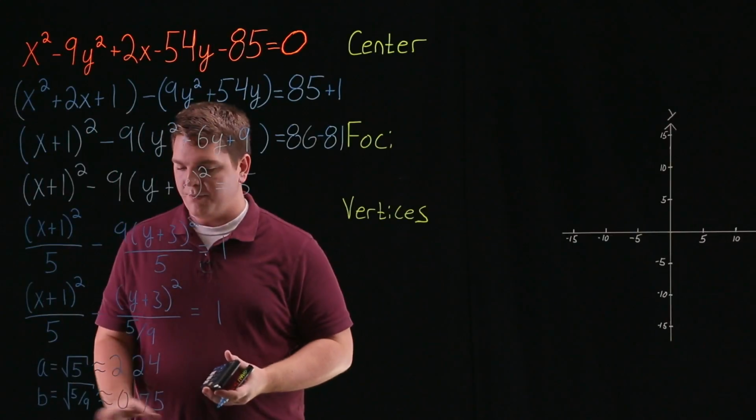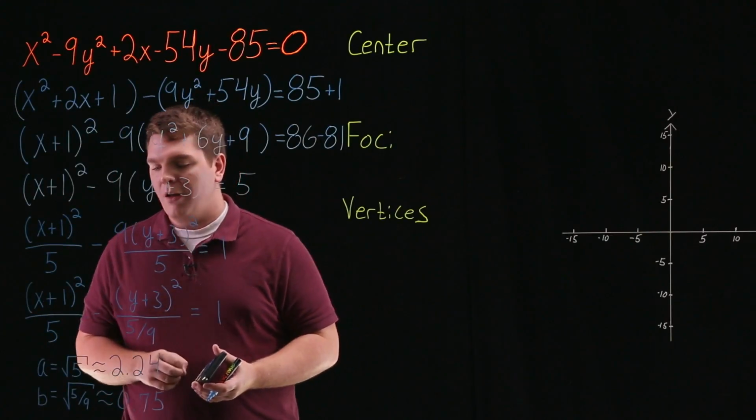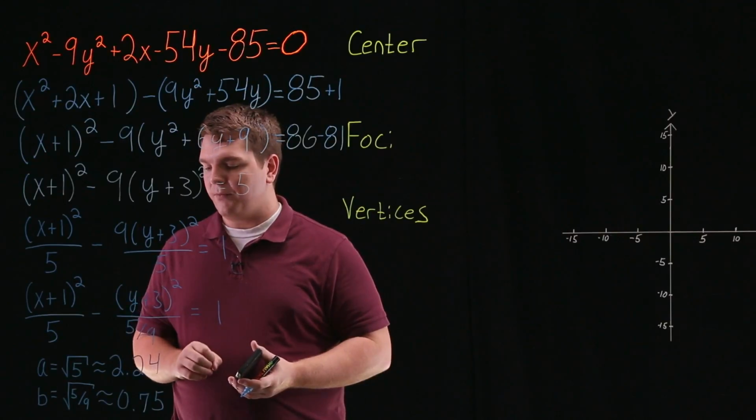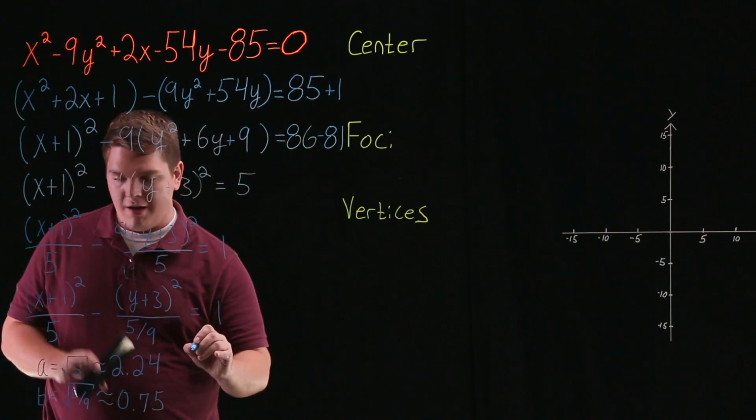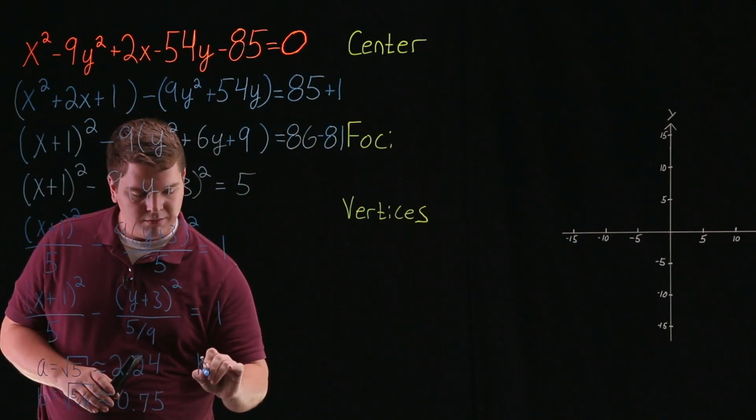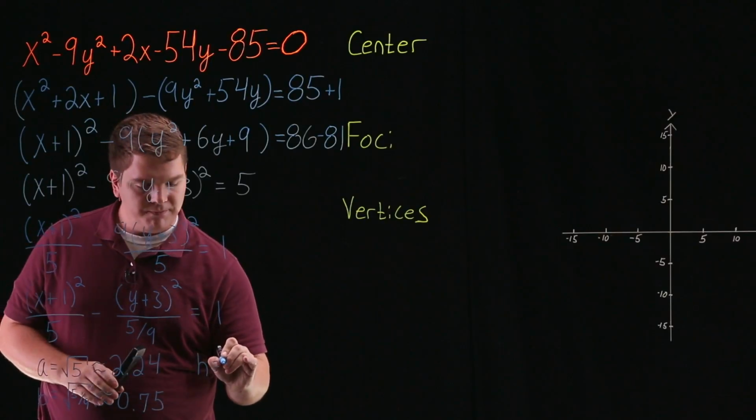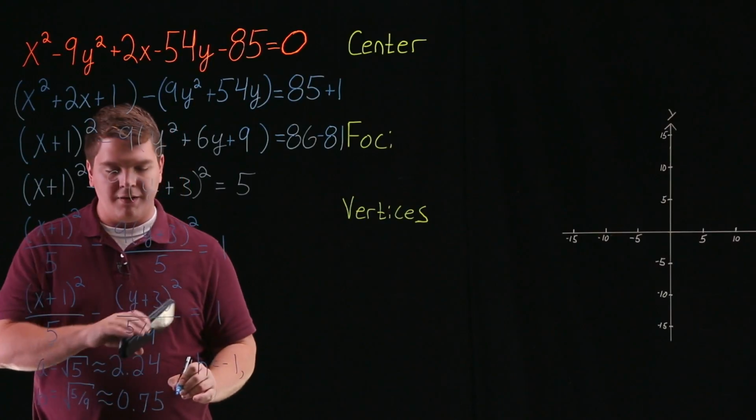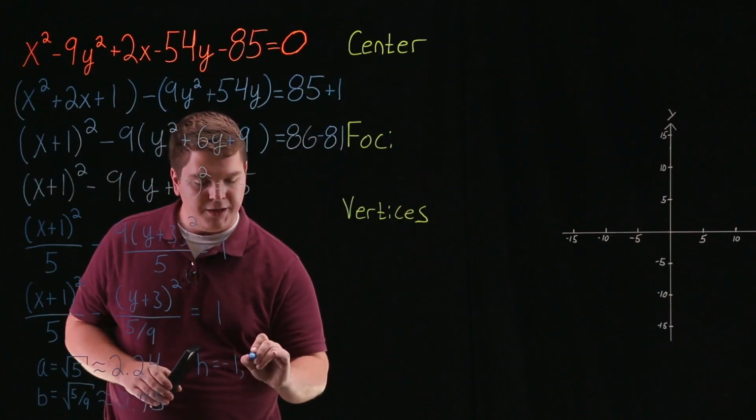So we have our a values and we have our b values. We can also grab the center from here. So we can grab the fact that h in this case is equal to -1 and k is equal to -3.